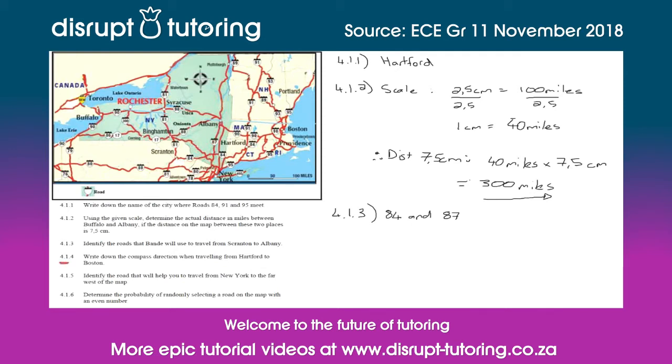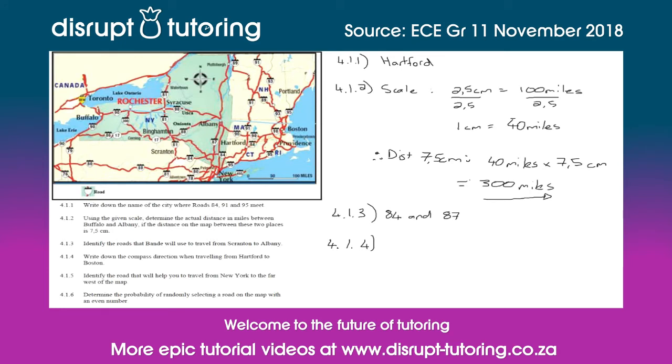Okay. And then 4.1.4, this is a directions question. It says, write down the compass direction when traveling from Hartford to Boston. Hartford is over here, Boston is over here, so it is in that direction.